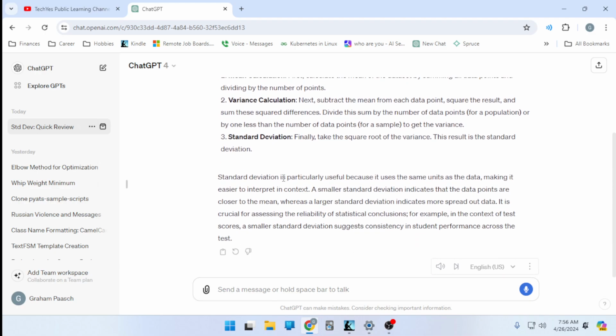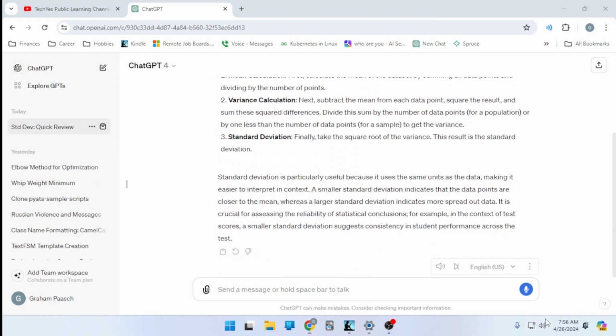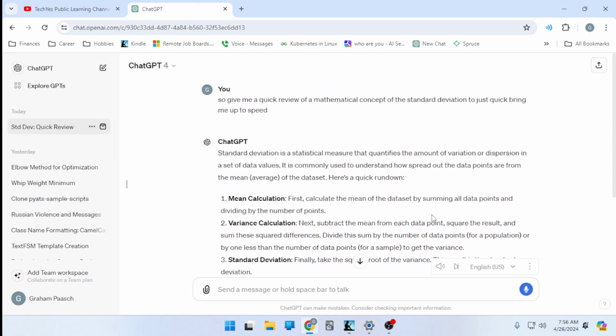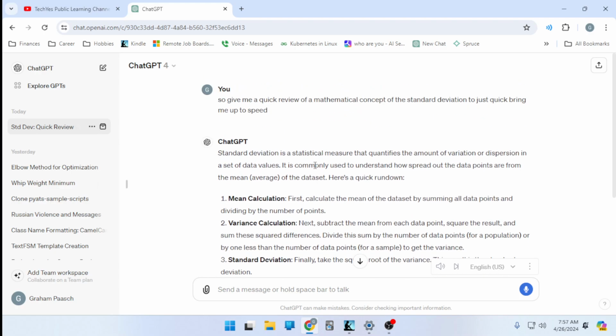Something was wrong with my audio, so I need to hear this again. Oh, you know what? For some reason it's not popping up. But anyways, I can read it. The standard deviation is a statistical measure that quantifies the amount of variation. So that's I guess all I need to know. But there's multiple kinds of deviations. There's the mean calculation.